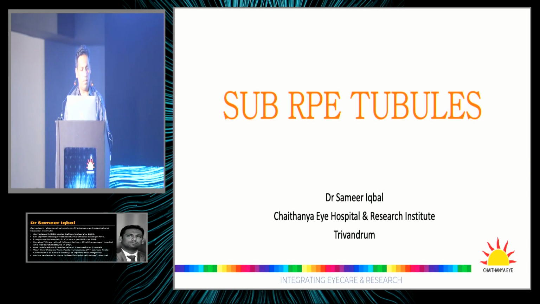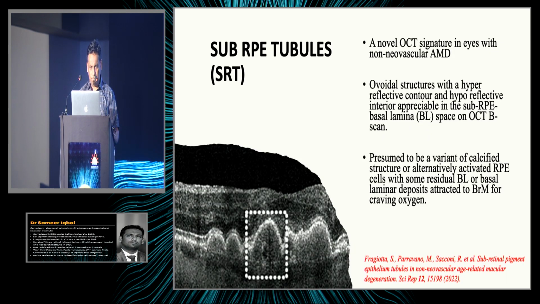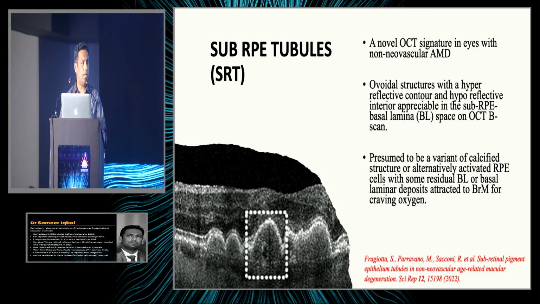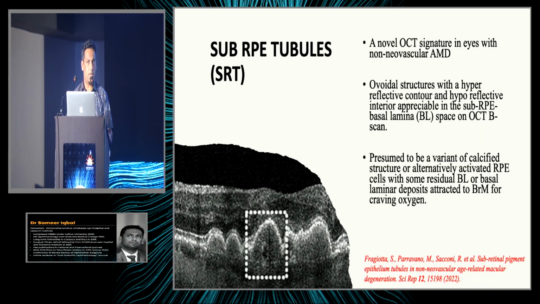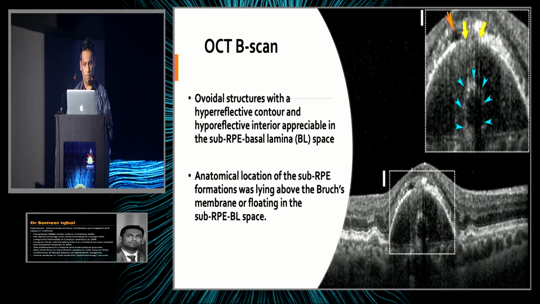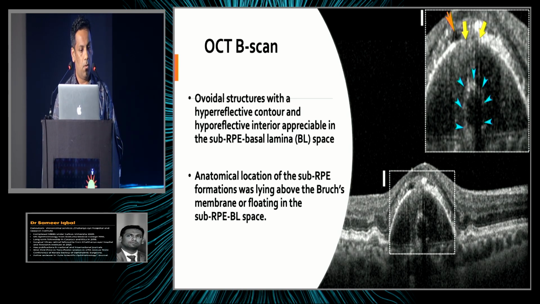Non-vascular AMD, sub-RPE tubules. They are basically ovoidal structures seen in OCT with a hyperreflective border and internal hyperreflectivity located in the sub-RPE space. They are believed to be a variant of calcified structure, or alternatively believed to be originating from RPE cells also. So basically they are located in the sub-RPE space, either lying above the Bruch's membrane or floating in the sub-RPE basal laminar space.